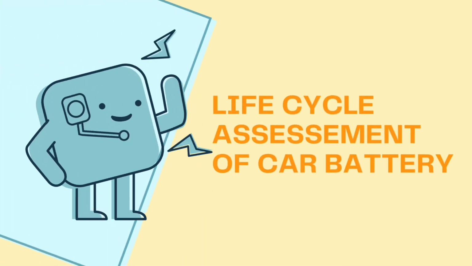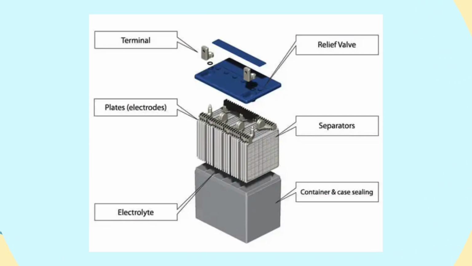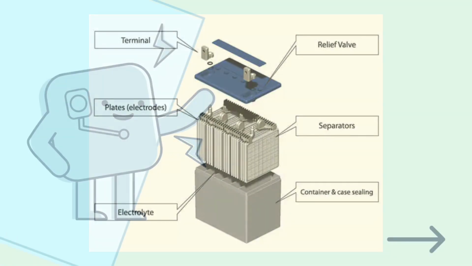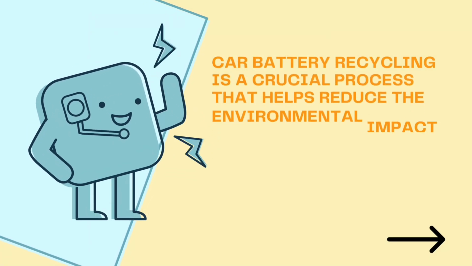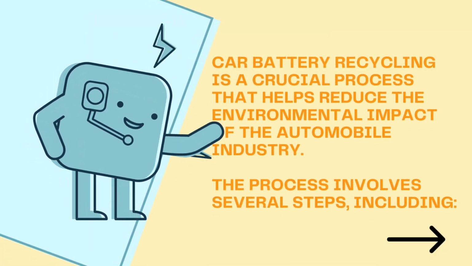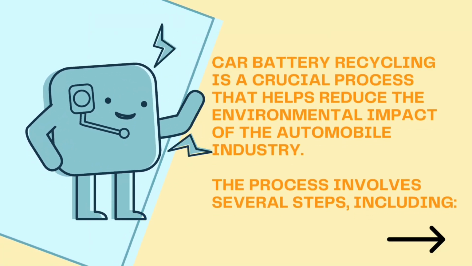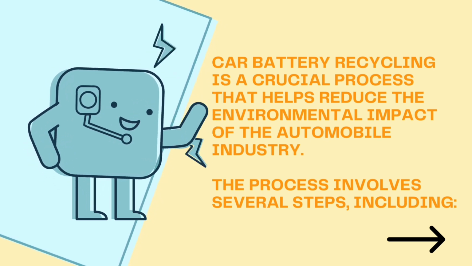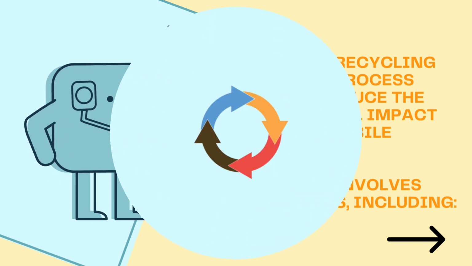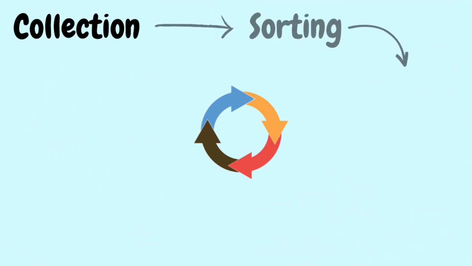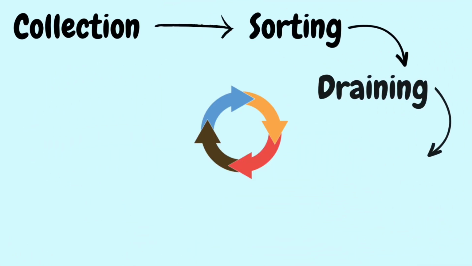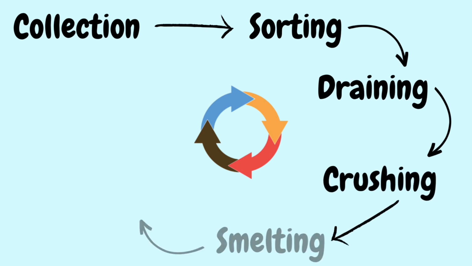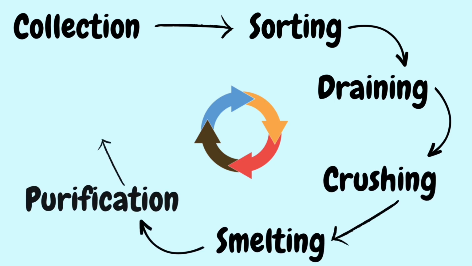Life cycle assessment of car battery. This is the interior of a car battery. Car battery recycling is a circular process that helps reduce the environmental impact of the automobile industry. The process involves several steps, including collection, sorting, draining, crushing, smelting, purification, and recycling.